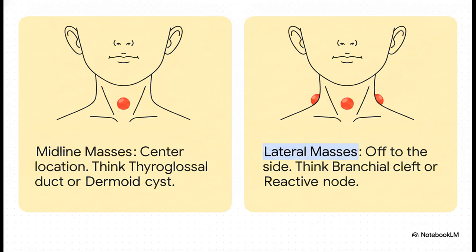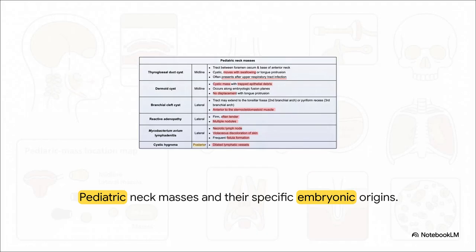If it's midline, you're usually looking at a thyroglossal duct cyst or a dermoid cyst. If it's lateral, think branchial cleft cyst or reactive adenopathy. This table maps out how specific embryonic remnants tie to exact cervical regions. For instance, thyroglossal duct cysts form right along the path of thyroid descent, tracing from the foramen cecum at the base of the tongue down to the anterior neck. Laterally, branchial cleft cysts can have tracts that extend inward toward the tonsillar fossa or the pyriform recess.